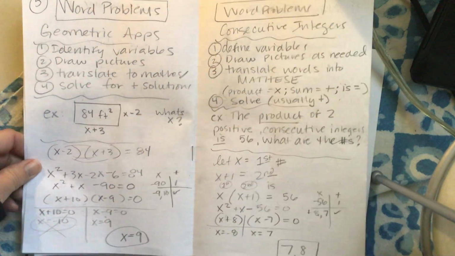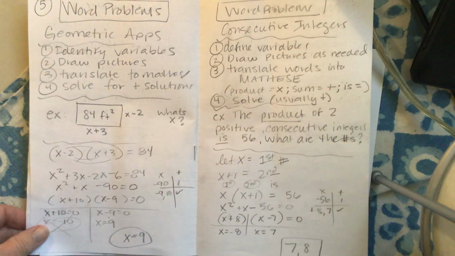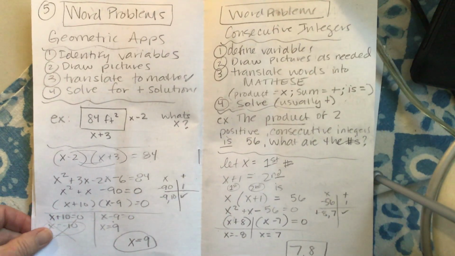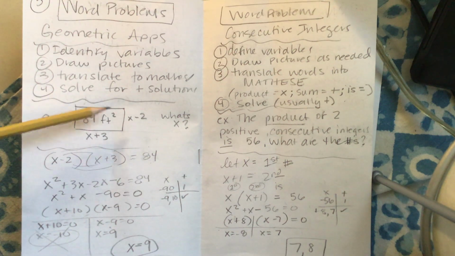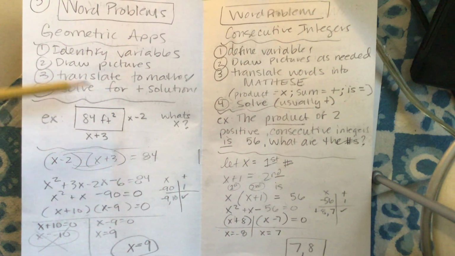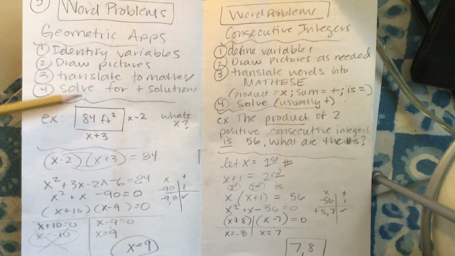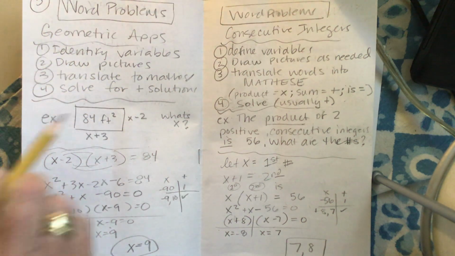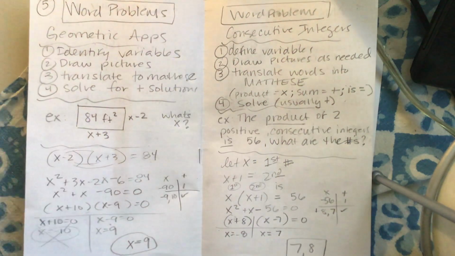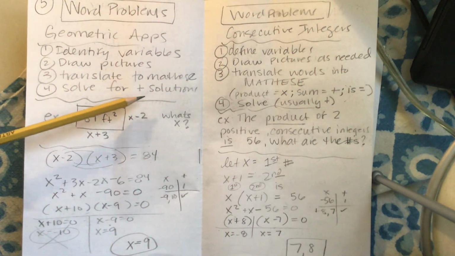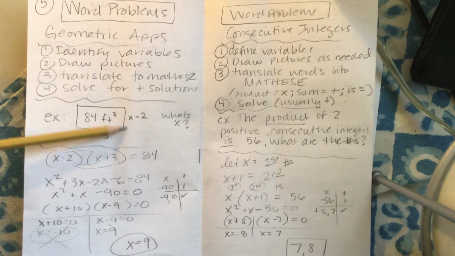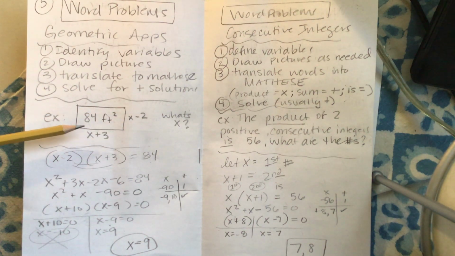Word problems. Okay, so we have geometric applications, right? So if you have some kind of a rectangle and it gives you the area, or maybe you have to find out the area, just make sure you identify your variables, right? Draw pictures. It always helps me. Anything geometric, I always draw pictures, and I am a visual person. Translate anything into mathese, I call it, and solve for the positive solution. So oftentimes you can't have a negative number as like a side, okay?